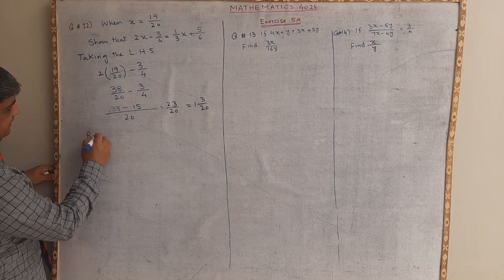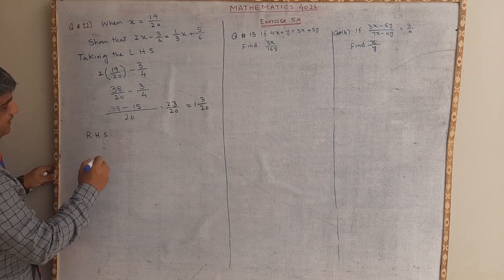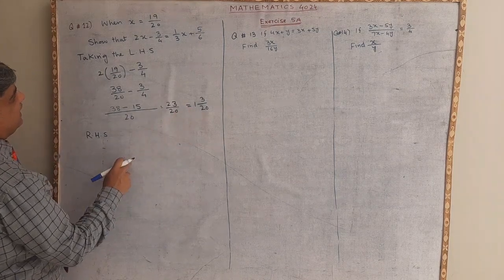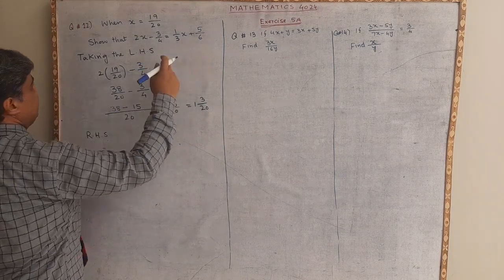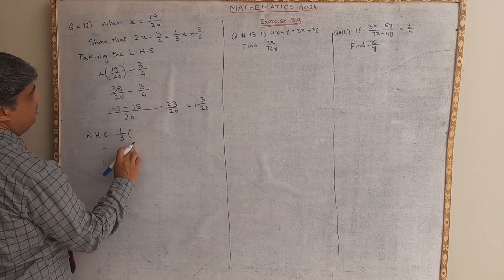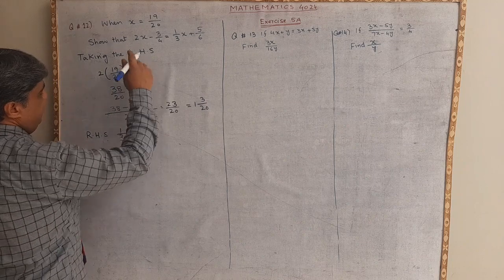Now the right hand side we will take, and let's see whether that also produces this value or not. Right hand side is this one, so 1 over 3 into, and what is the value of x?